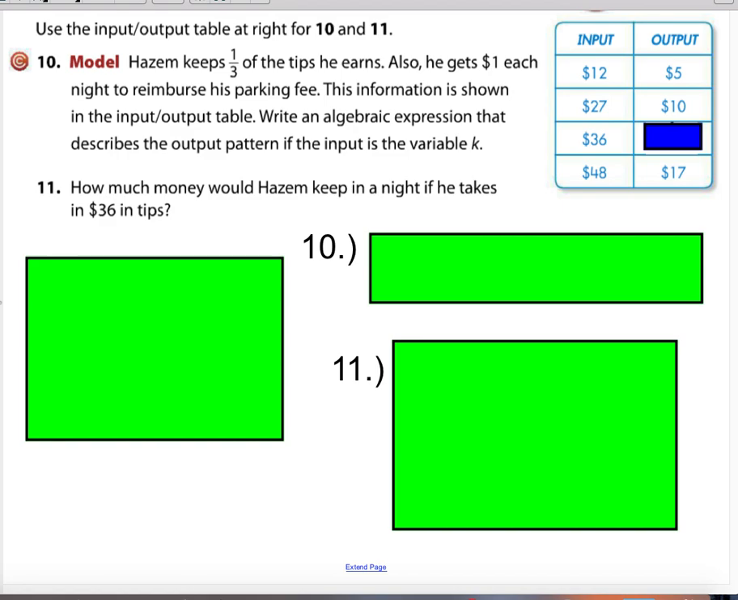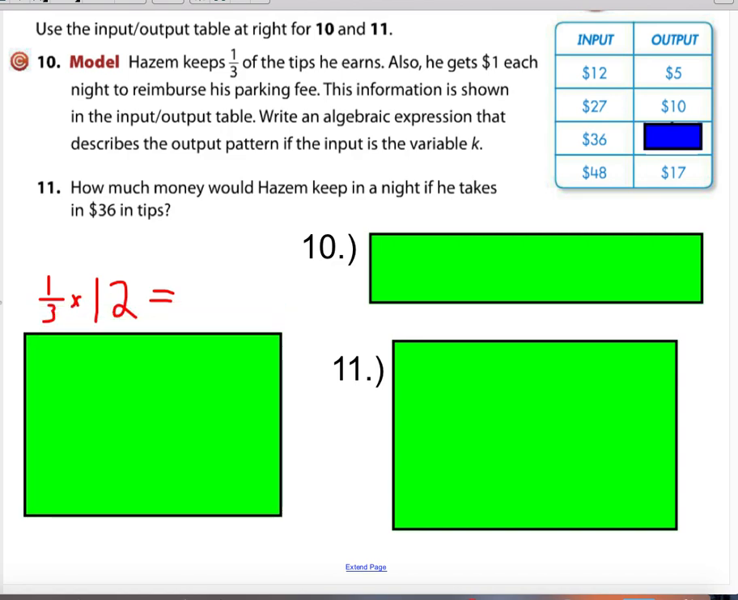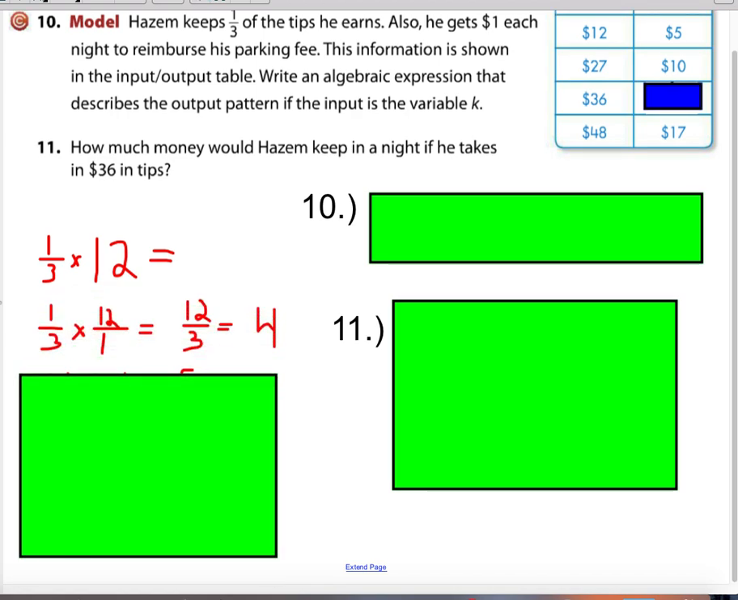Alright, well, in this case, they want us to write an algebraic expression. Well, we're going from 12 to 5. And then we're gaining $1 there, okay, because he gets $1 a night, a reimbursement. So what we have is 1/3 of the tips he earns. So these are the tips he earns, so it would be $12, and we would get 1/3 of $12. So if you set it up and do it, it looks like this, 1/3 of 12. Now to refresh your memory on multiplying fractions, all you do is turn 12 into an improper fraction, 12 over 1. And then you multiply across.